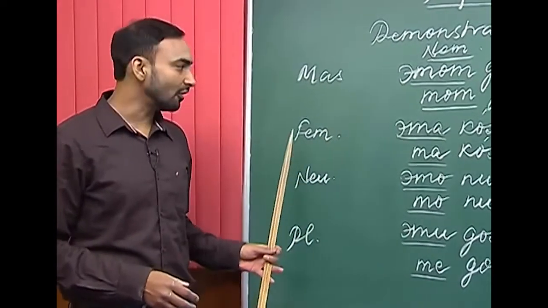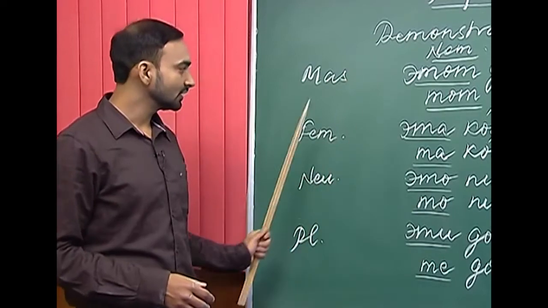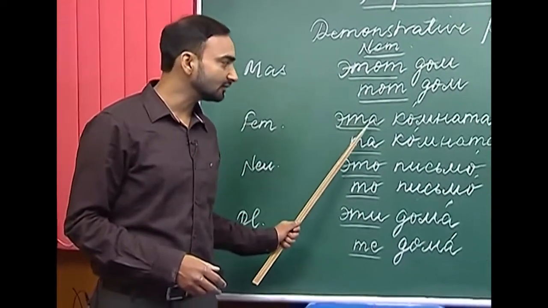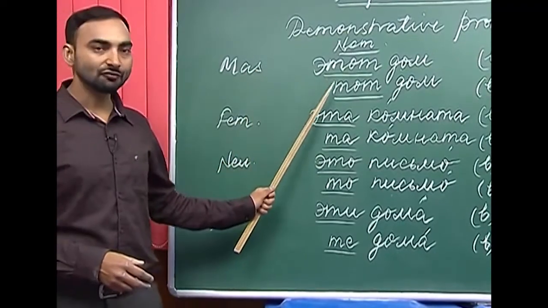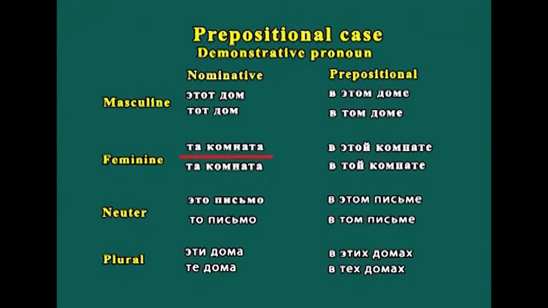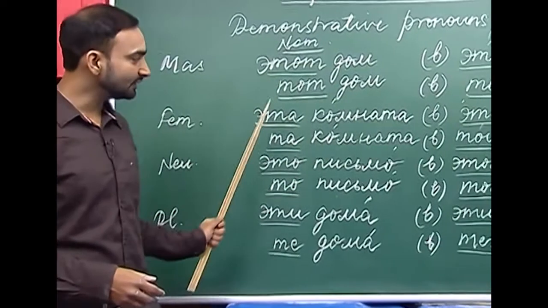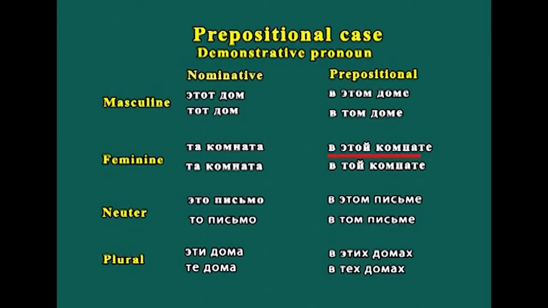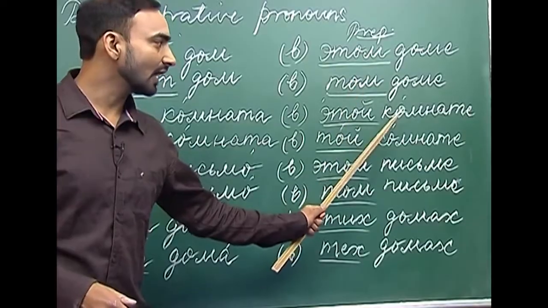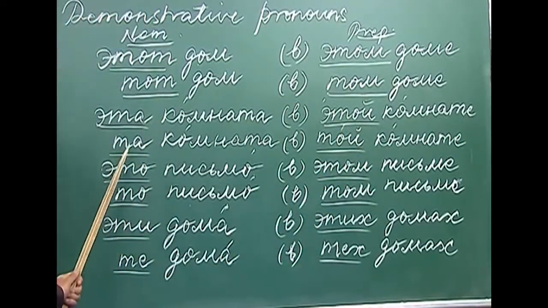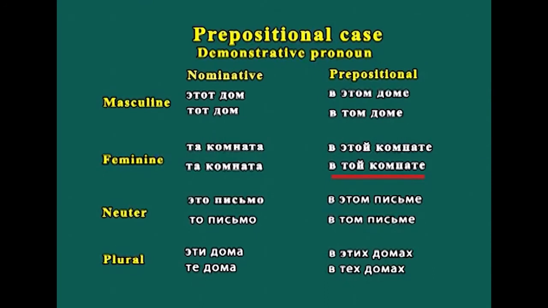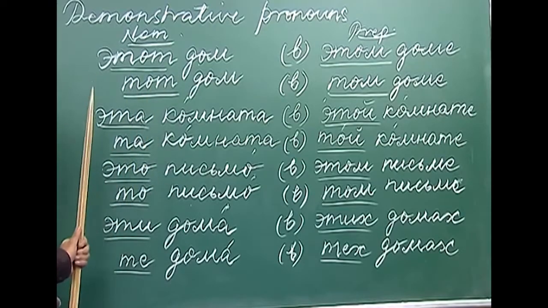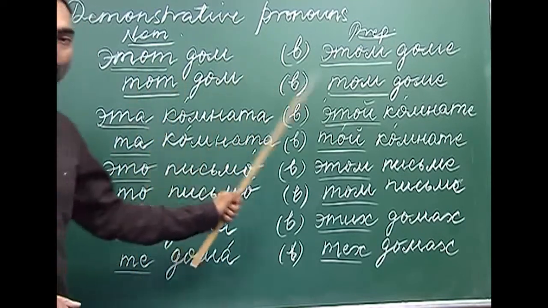Let us take the feminine forms of etot and tot. The feminine of etot is eta and of tot is ta. Eta komnata, ta komnata, this room and that room. So, what happens when eta komnata is used in the prepositional case? It becomes v etoi komnate. So, eta has changed to etoi and komnata to komnate. Ta changes to toi komnate. So eta, etoi, ta, toi.